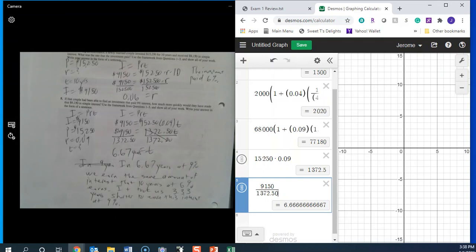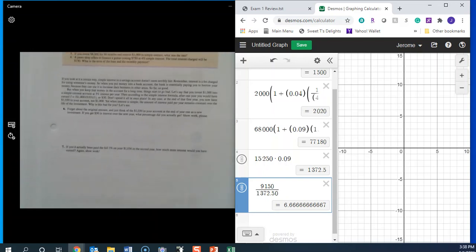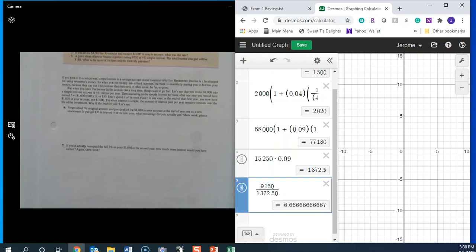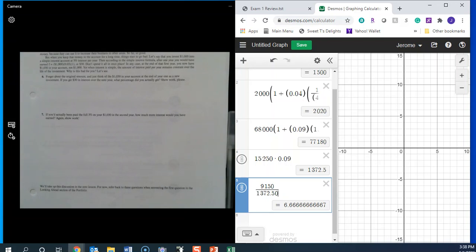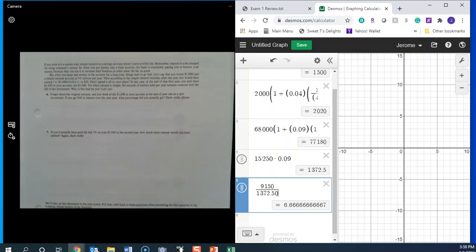So now we move on to the next page. Now, if I'm not mistaken, I do believe this is the last page for 3.1. Okay. Let's go down here. It says, if you look at it a certain way, simple interest in a saving account doesn't seem terribly fair. Remember, interest is a fee charged for using someone's money. So when you put money into a bank account, the bank is essentially paying you to borrow your money because they could use it to increase their business in other areas.